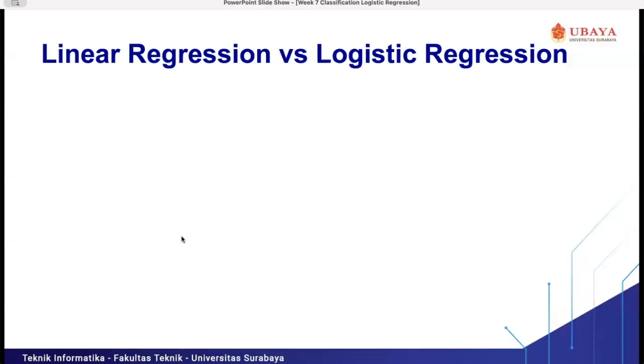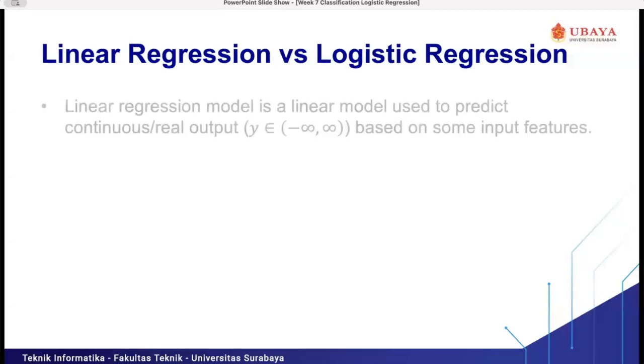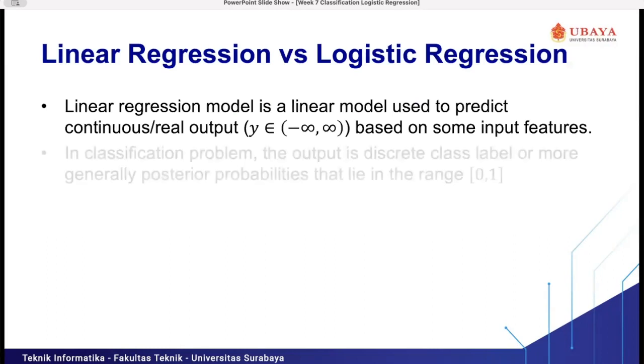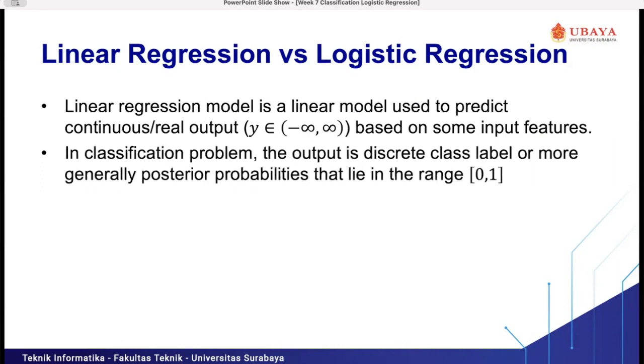We compare linear regression versus logistic regression first. The linear regression model is a linear model used to predict continuous outputs. So the range of the output will be minus infinity to infinity based on some input features. In a classification problem, the output is a discrete class label or, more generally, posterior probabilities that lie in the range 0 to 1. So logistic regression, we use it for classification.